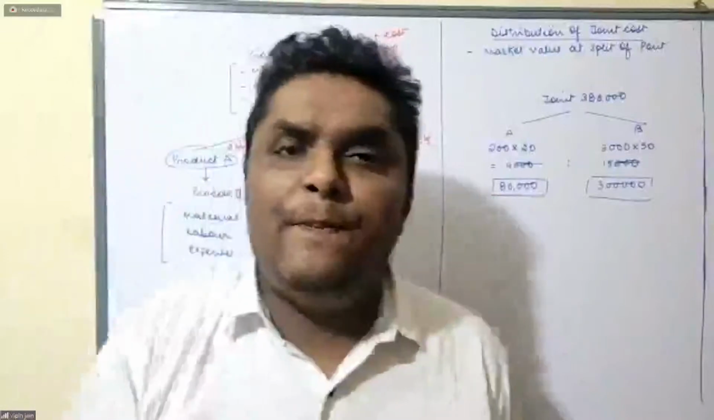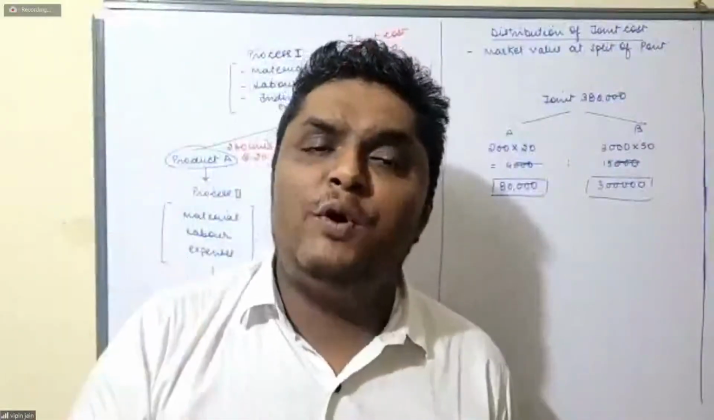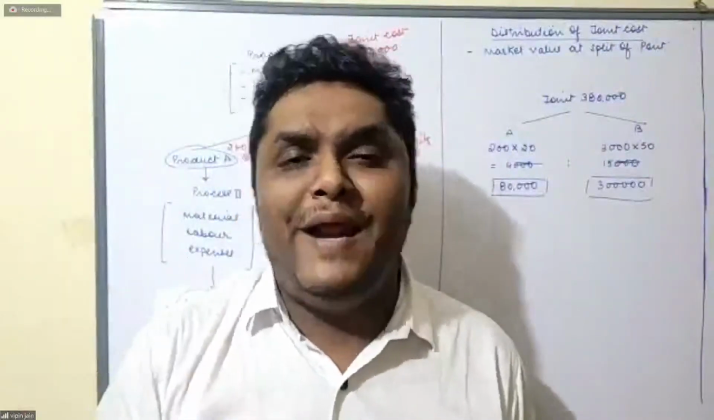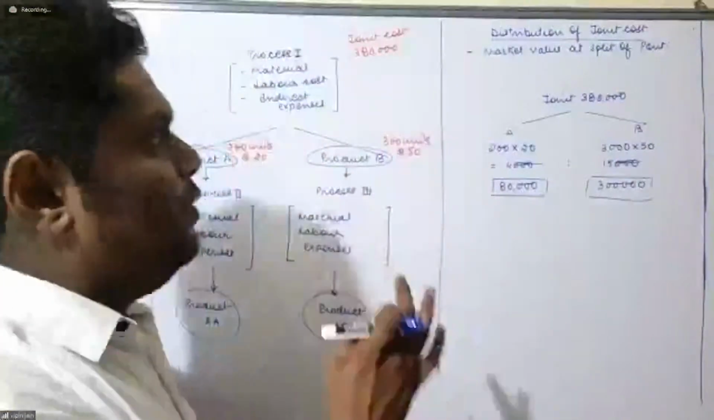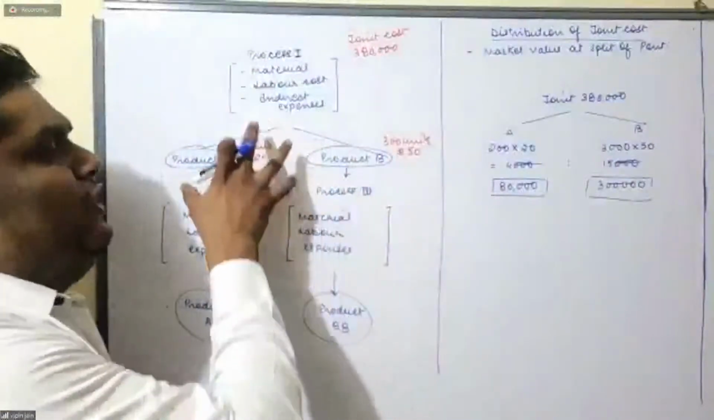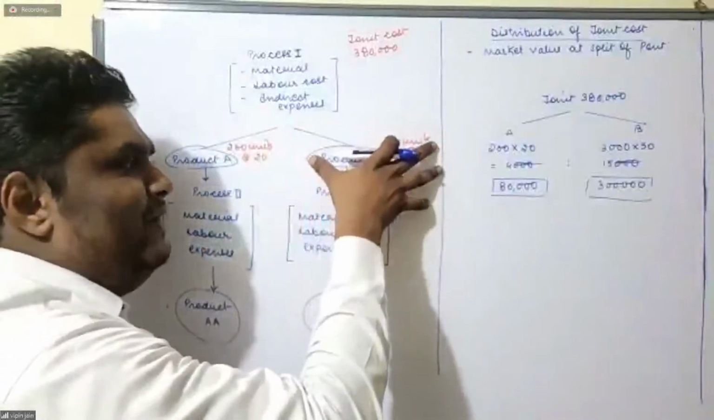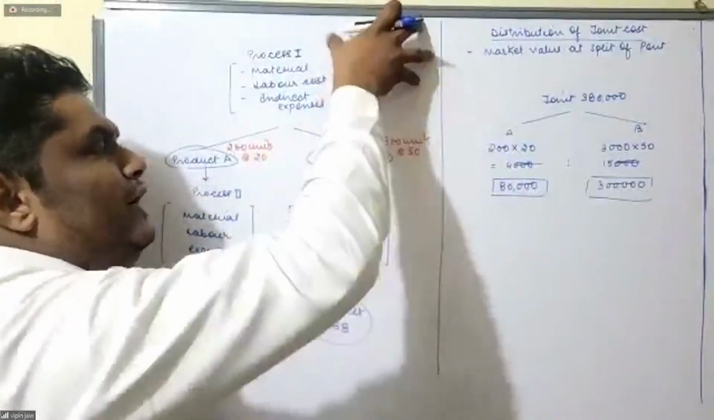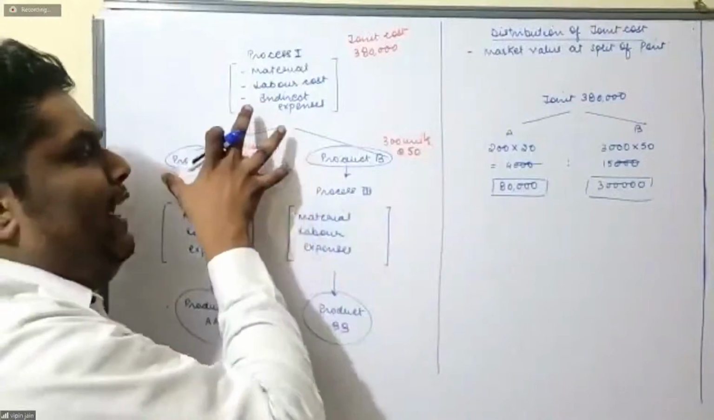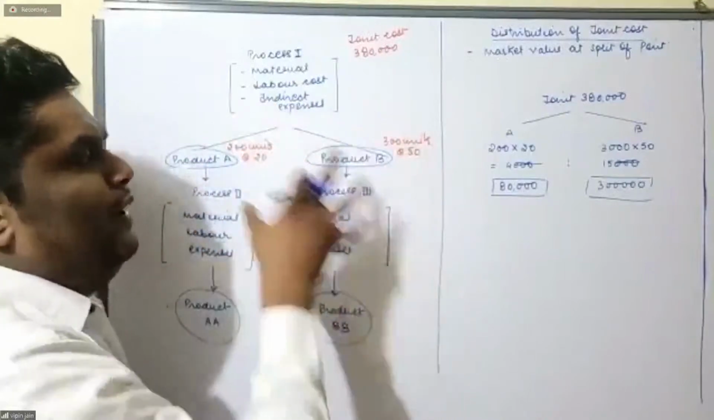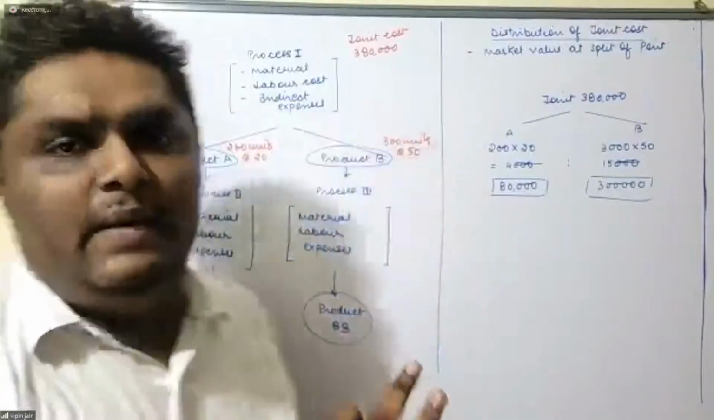So the best approach, I'm talking about it from the practical point of view, the best approach is what? If the market value of these intermediate products is available, then joint cost will be distributed at the market value at split off point. That is the market value of intermediate products.